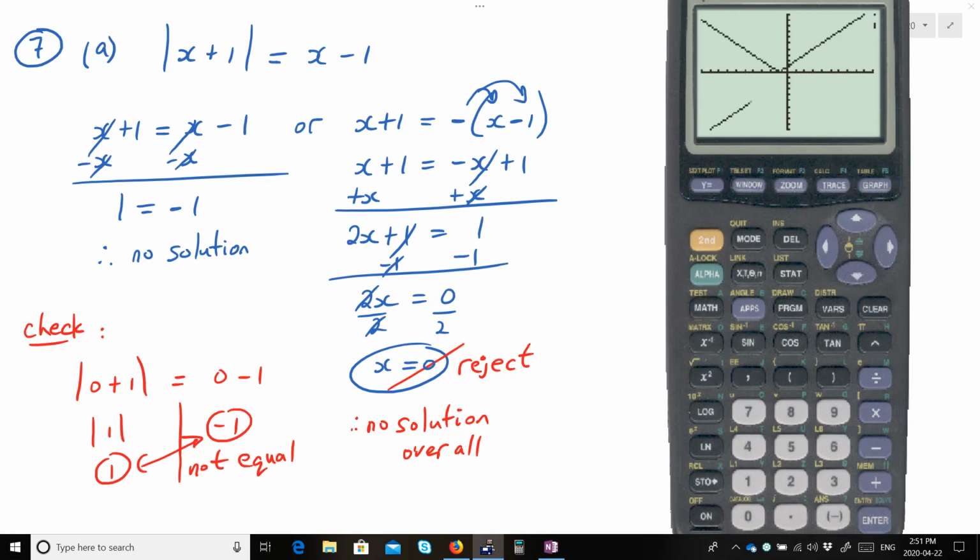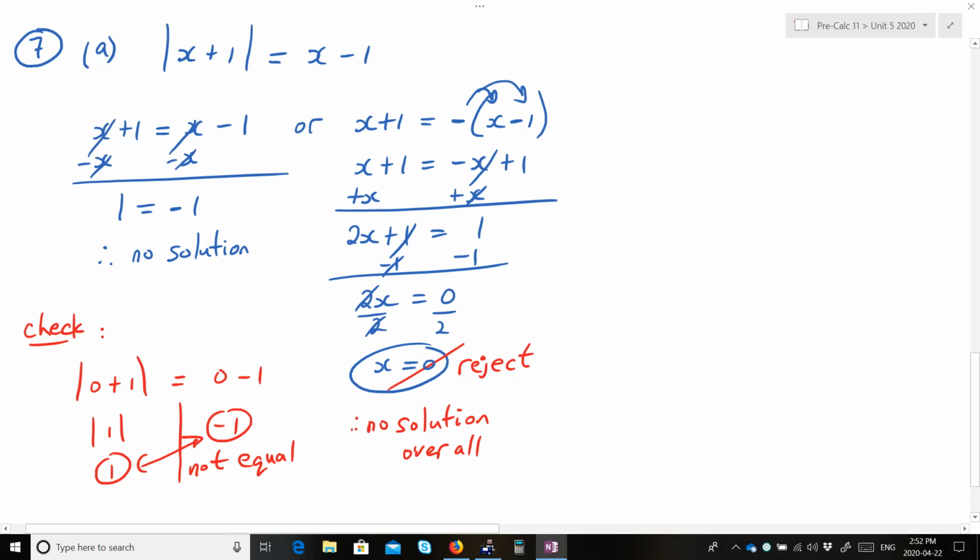So there's the absolute value graph, the typical V graph, and then you can see x minus 1 is that straight line, and you can see that these don't cross. They do not cross, which means there's no solution. Okay, so that looks good for 7a.